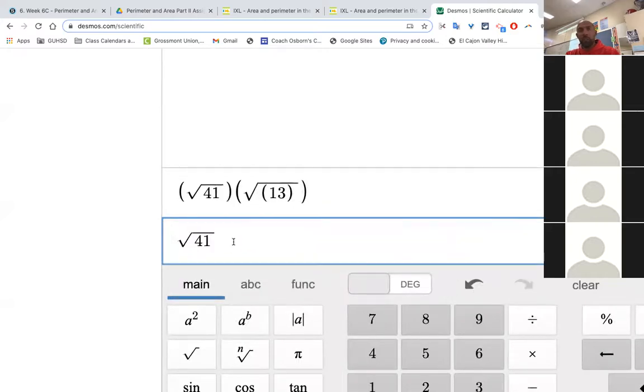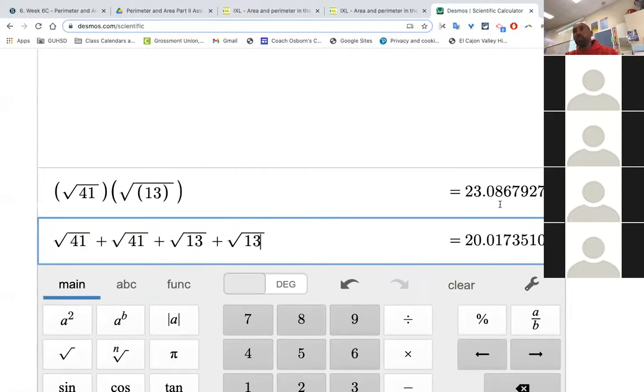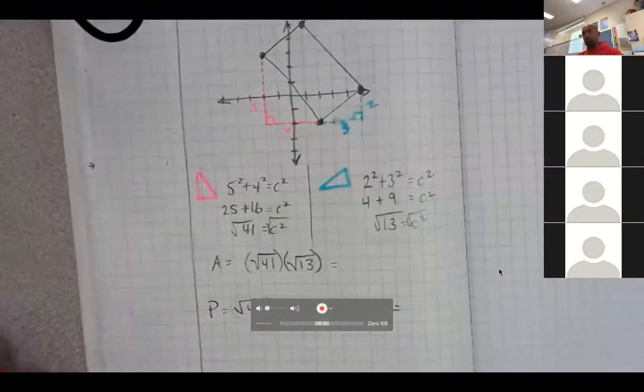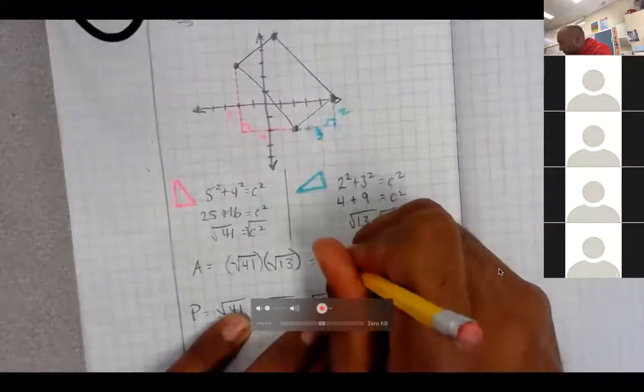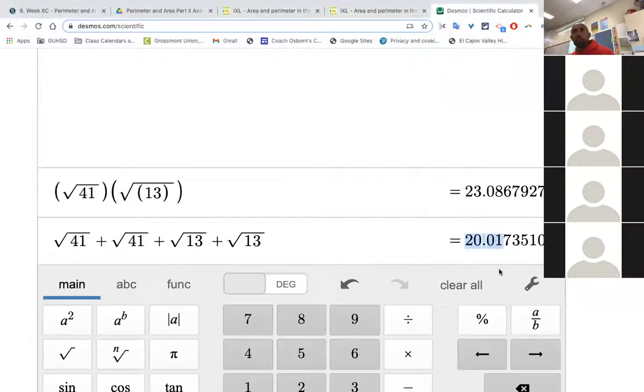So what you're gonna do is basically click to the right and then put plus like this. Okay. And then square root of 41 and go outside again, plus the square root of 13, plus the square root of 13 again. And this way, all I have to do is round once. Okay, so this is 23.08 and 20.01. I'm gonna write those down. Double check it real quick, 23.08. And 20.01.